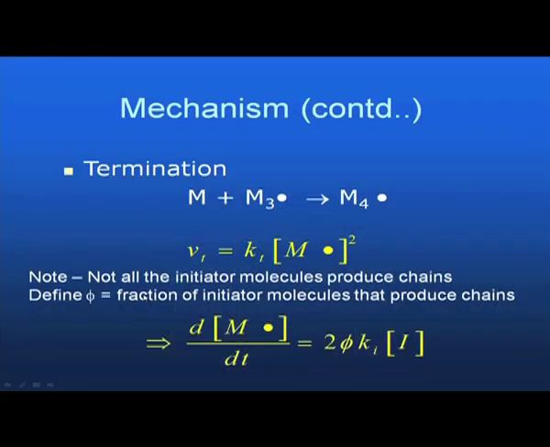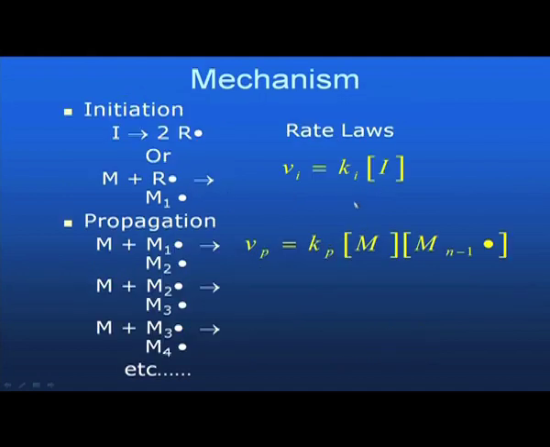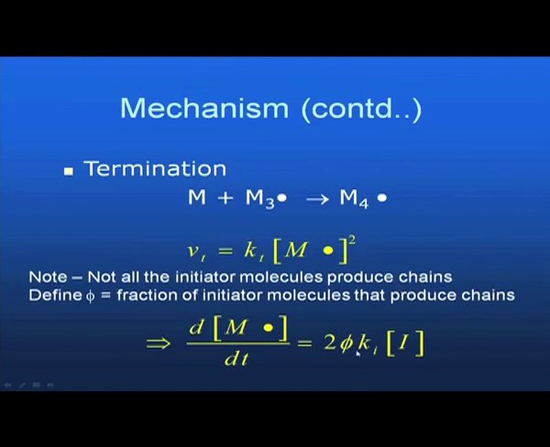Also, another point is that 100% of initiator molecules are not used up to produce chains; maybe some fraction is lost. To account for that fraction, you have to put a quantity like this one, KII. So, you put 2 phi KII d/dt of M dot. So, it takes into account this probability of producing a chain.